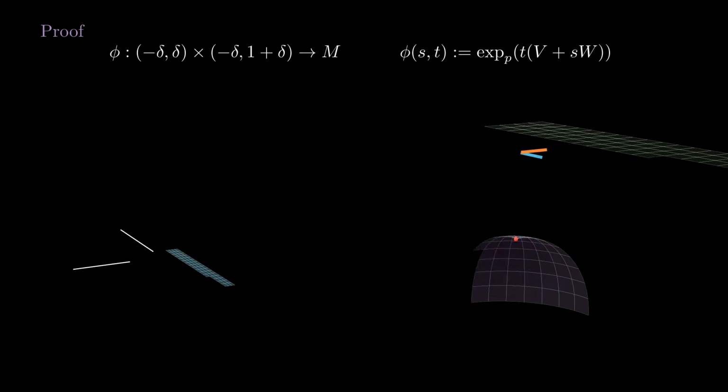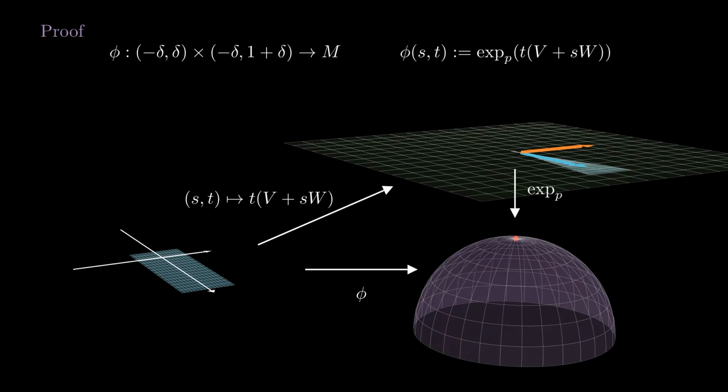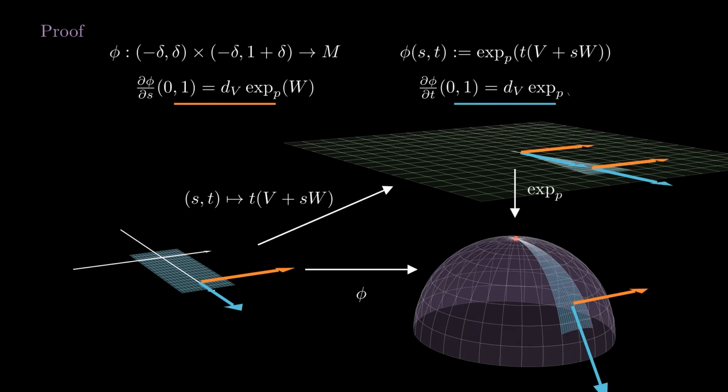To prove this, we consider the map phi from (-delta, delta) times (-delta, 1+delta) to M given by the exponential of t times (v + sw). The quantity that we want to show is 0 is the inner product between the derivatives of phi with respect to s and t at (0, 1).